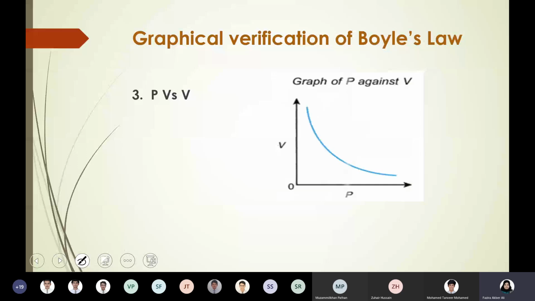The third one is pressure versus volume. It will be a curve, which shows that when pressure increases, volume decreases. It's inversely proportional, showing an inverse proportion. So these are the three different graphs used for the verification of Boyle's law. From its shape, after drawing, you can find out whether the system is obeying Boyle's law or not. Basically, from these laws, what is coming is numericals based on it.